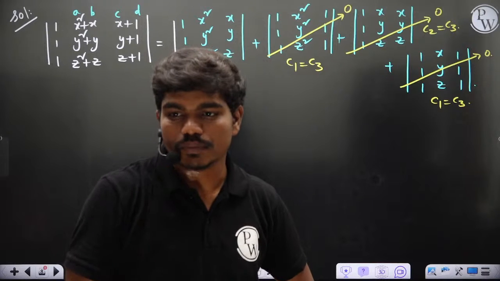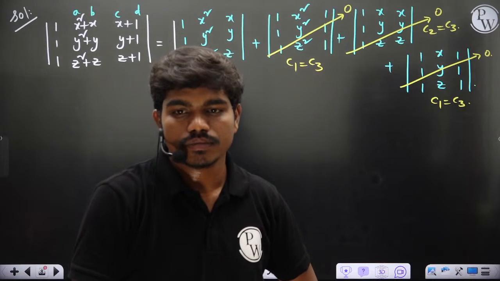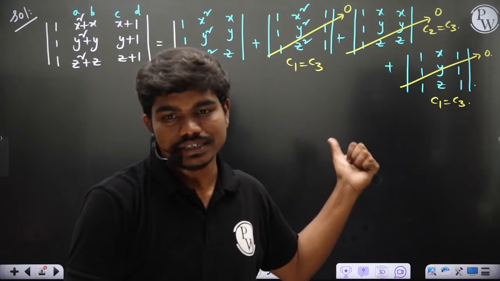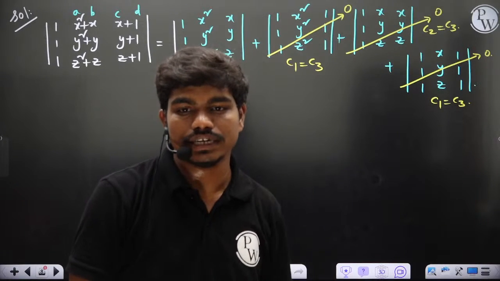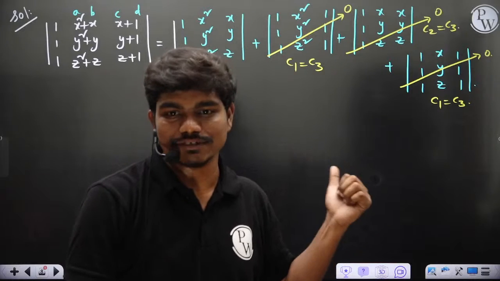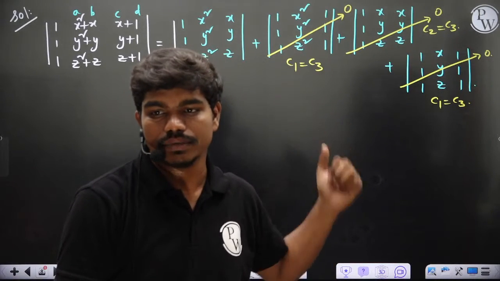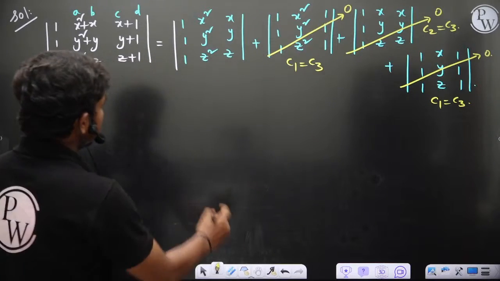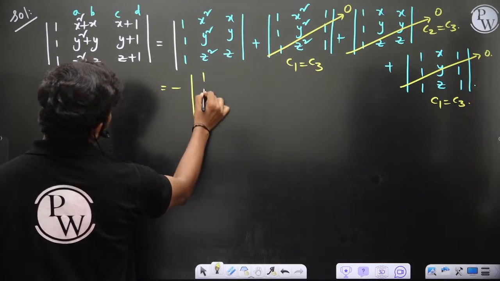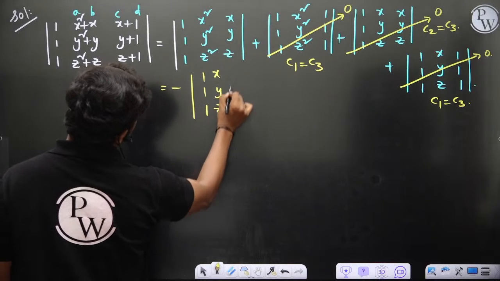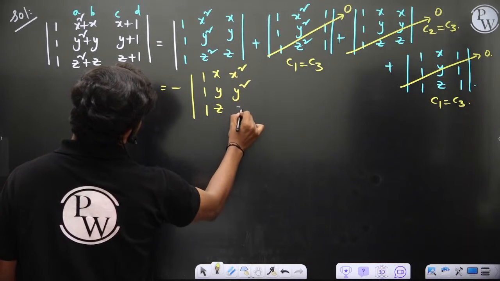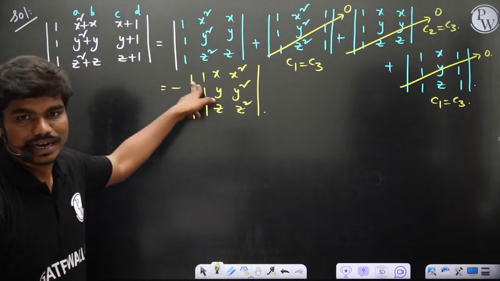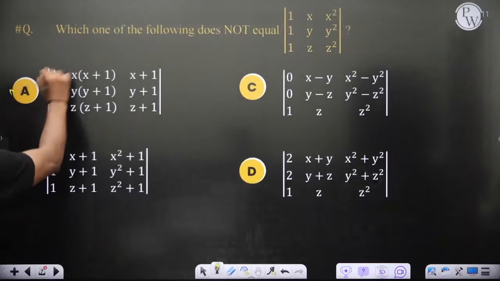Yes or no? Please type in the chat box. Is this clear to all of you? Did you all get this? The determinant which is left here actually has C2 and C3 interchanged. So that's why this will have a negative sign extra as compared to the given determinant. Clear? So it is equal to minus of the determinant with rows 1 1 1, x y z, x square y square z square. That's it. So you can see clearly there is a difference of a minus sign. So A is a correct answer.